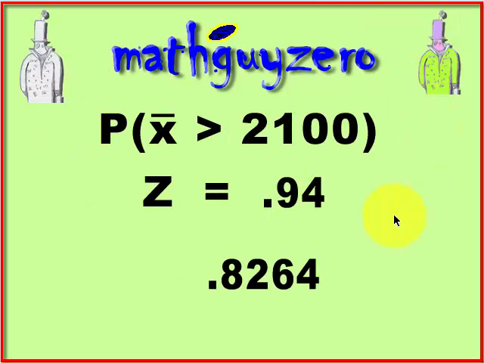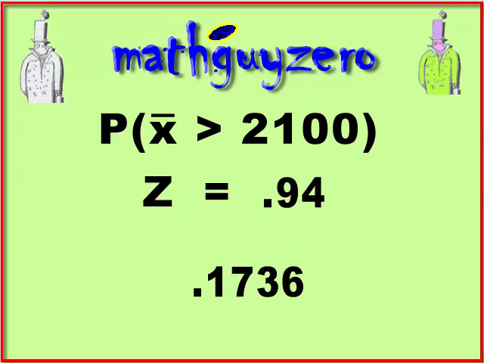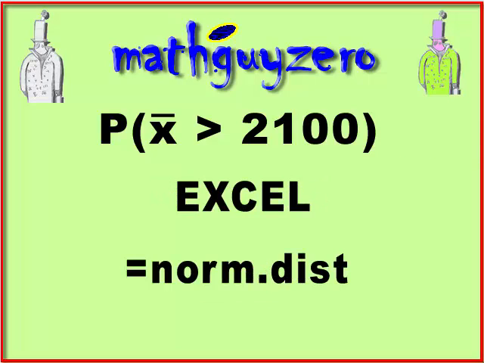So according to the Z table, it comes out to be 0.8264. And because it's greater than, we have to subtract that from 1. So the probability is 0.1736. We're going to double check that in Excel.